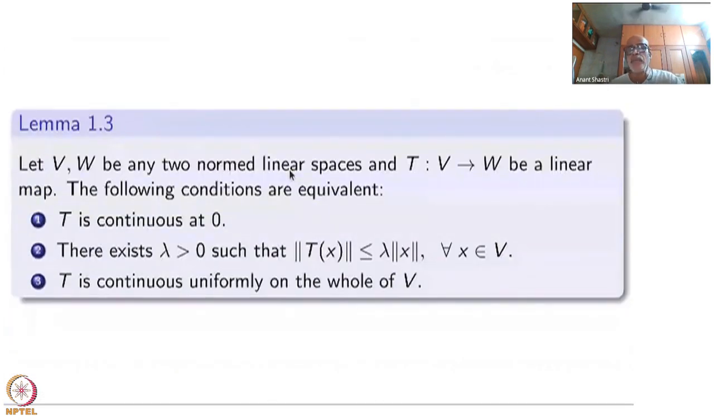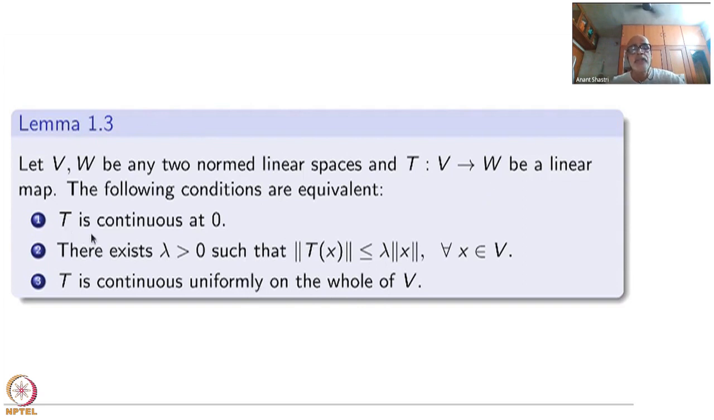Let us recall a few basic facts from normed linear spaces and Banach spaces and so on. Suppose you have two normed linear spaces V and W, and T from V to W is a linear map. Then the following conditions are equivalent. Remember, on an infinite dimensional vector space, a linear map may not be continuous. So therefore, these things become non-vacuous statements.